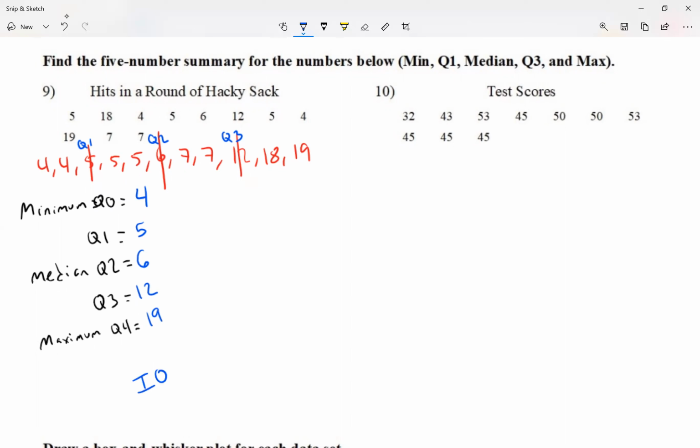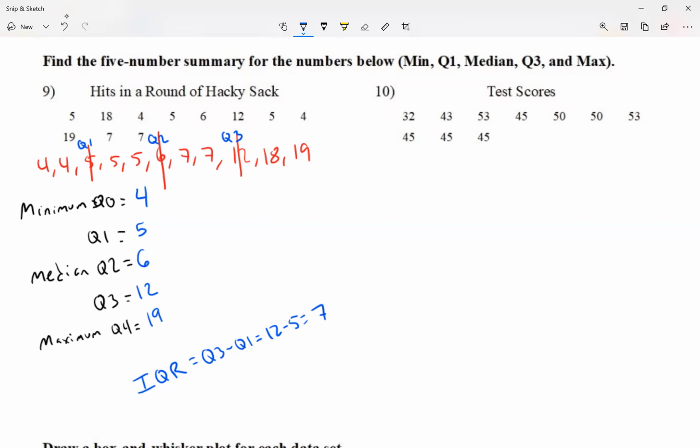Now, one thing, I don't have it here, but asking for the 5-number summary, I could ask you for the interquartile range. Remember, for interquartile range, I have to go quarter 3 minus quarter 1. I have my numbers here. So I'm just going to go 12 minus 5, which is 7. So interquartile range is quarter 3 minus quarter 1.